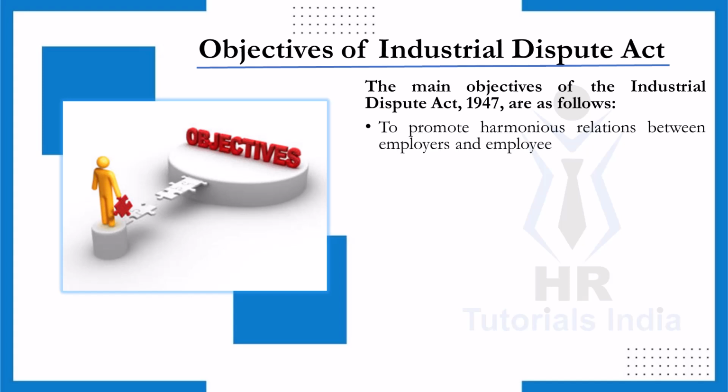One of the key objectives of this act is to promote harmonious relations between employers and employees by addressing their differences constructively. This fosters trust and collaboration in the workplace, which is essential for long-term organizational growth. Another major goal is to prevent and resolve industrial disputes amicably. The Act encourages open dialogue and provides mechanisms like mediation and conciliation to resolve conflicts before they escalate.